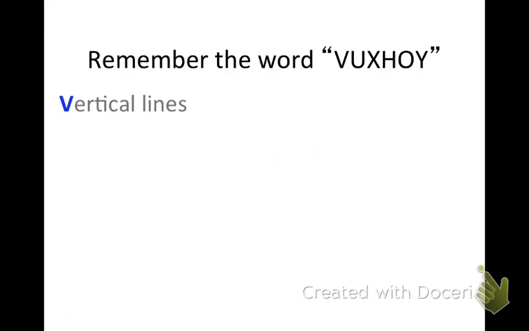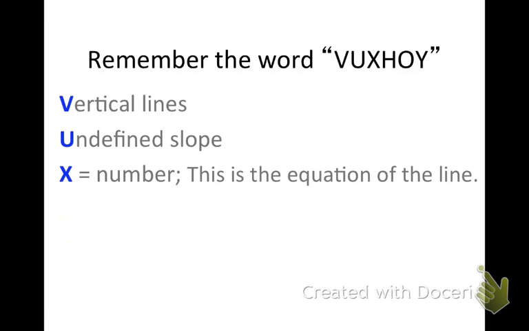V stands for vertical lines. They have an undefined slope, U, and they will always start like this: x equals some number. That's going to be the equation that they will look like. So if you ever see an equation that says x equals and then just a number, it's a vertical line. So vertical lines have undefined slope. They will always start x equals some number.